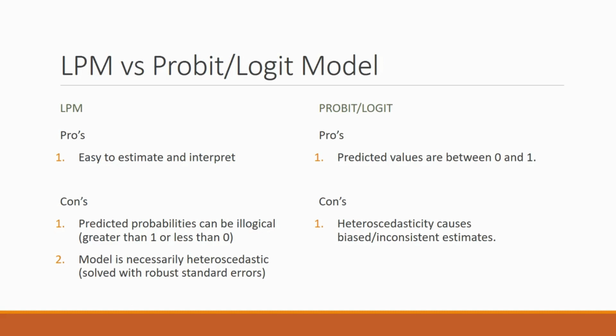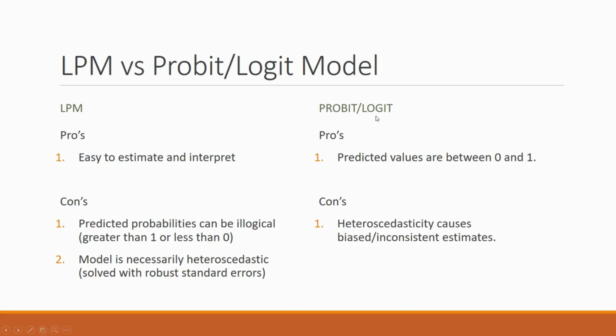All right. Heteroscedasticity causes our estimates to be inconsistent. That means even if we have a big sample size, they're still going to be biased. Okay, that's a major problem. Heteroscedasticity actually causes our coefficients to be biased in a probit model. All right, that's a major problem. And there are some ways to solve it, but they're a little bit tricky. I'll show you in Stata.